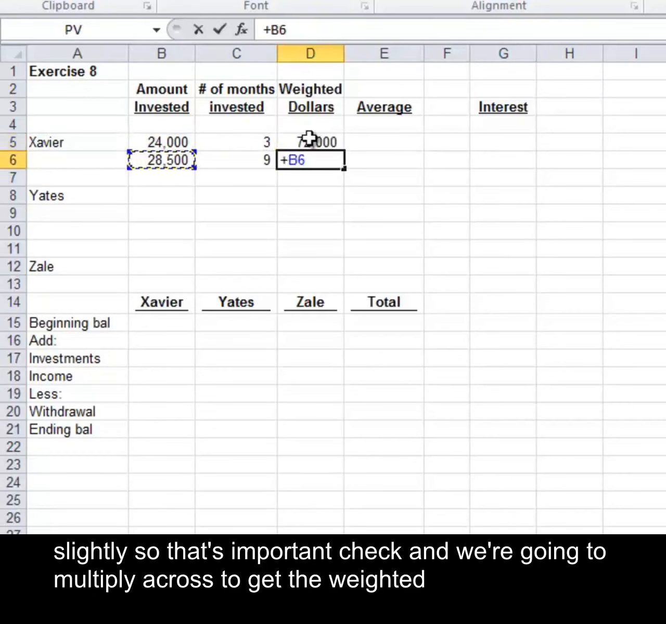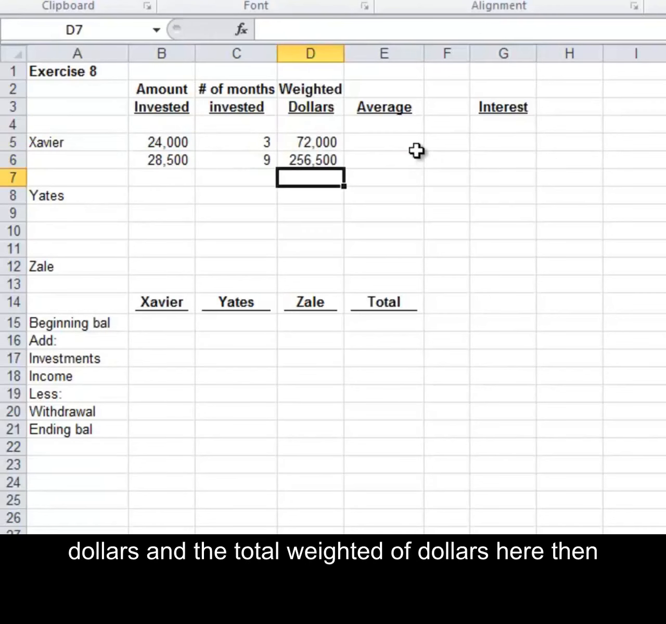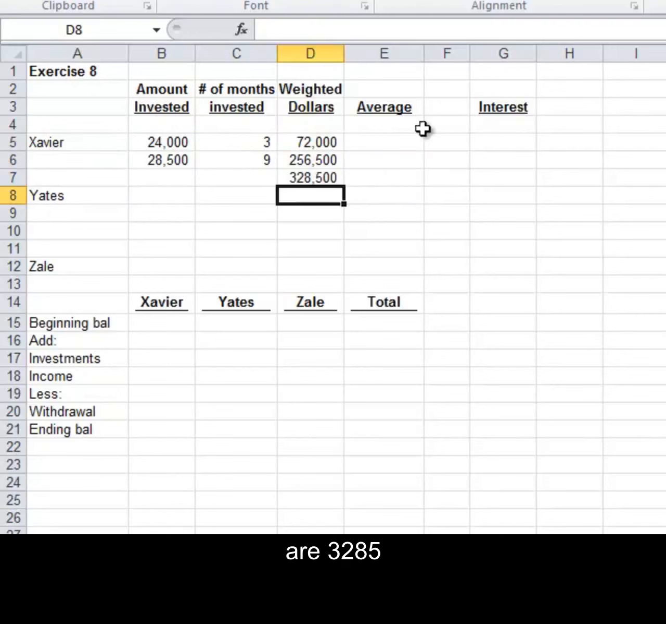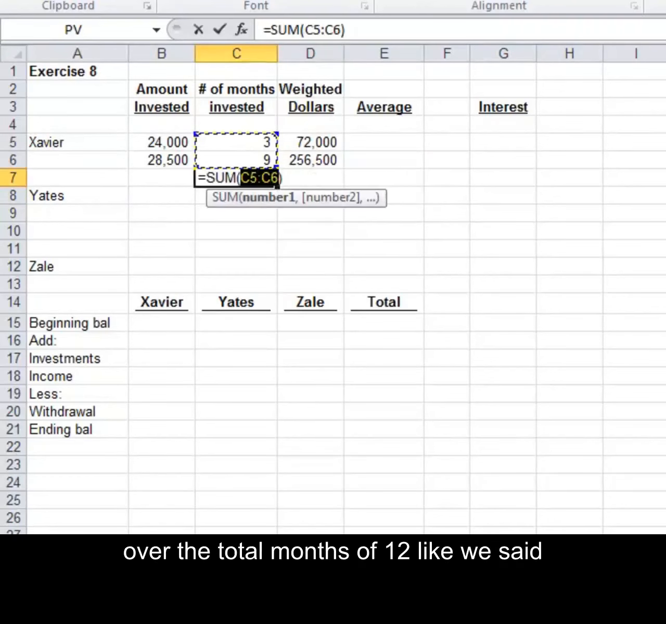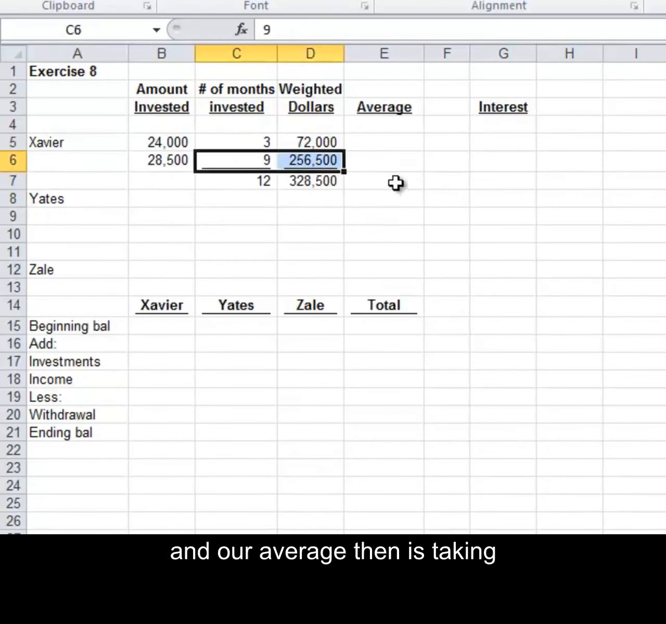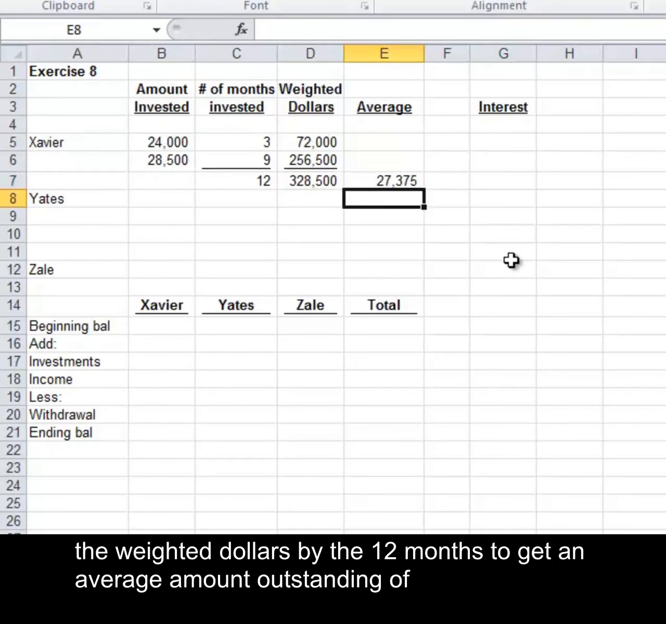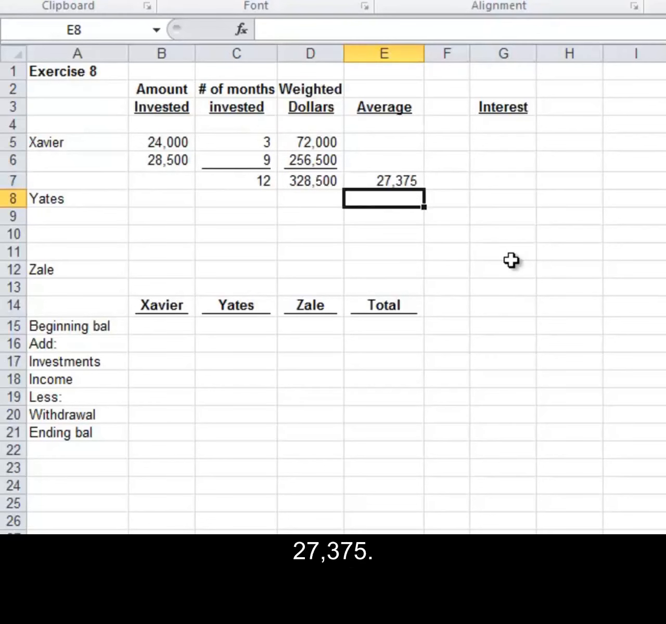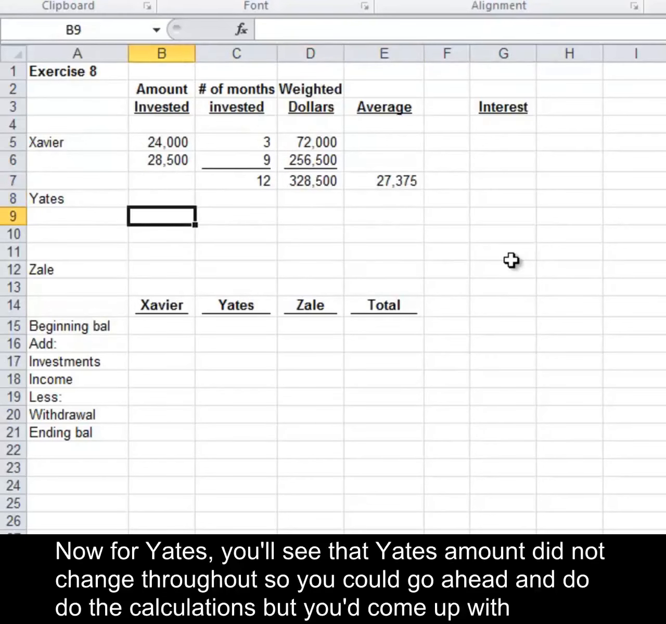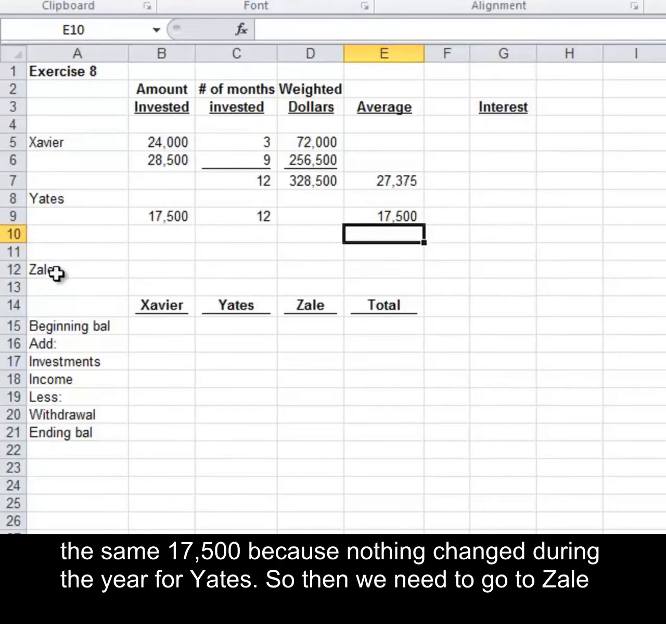And then we're going to multiply across to get the weighted dollars, and the total weighted dollars here then are 328.5 over the total months of 12, like we said. And our average then is taking the weighted dollars by the 12 months to get an average amount outstanding of 27,375. Now for Yates, you'll see that Yates' amount did not change throughout. So you could go ahead and do the calculations, but you're going to come up with the same 17,500 because nothing changed during the year for Yates.